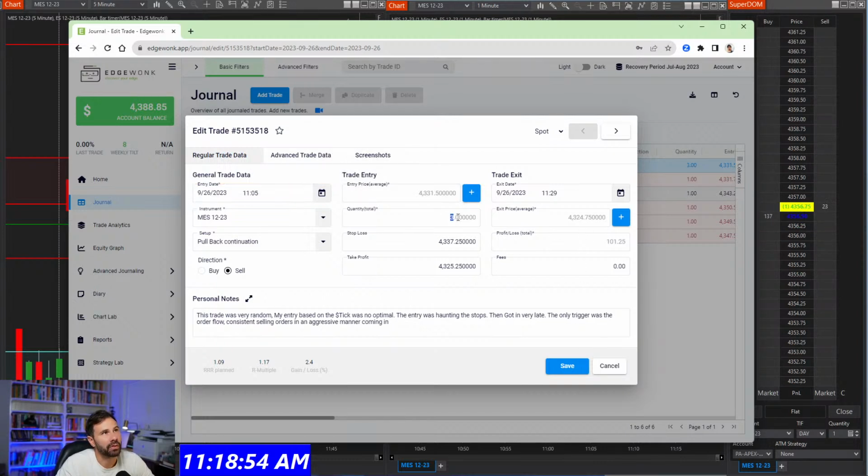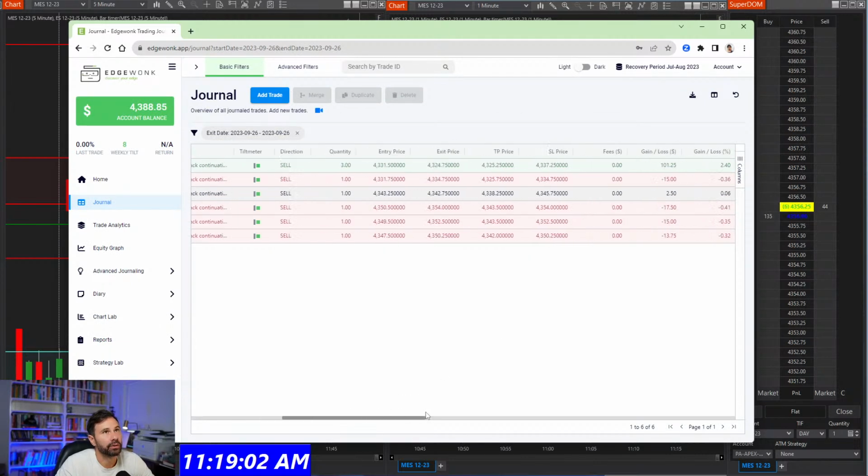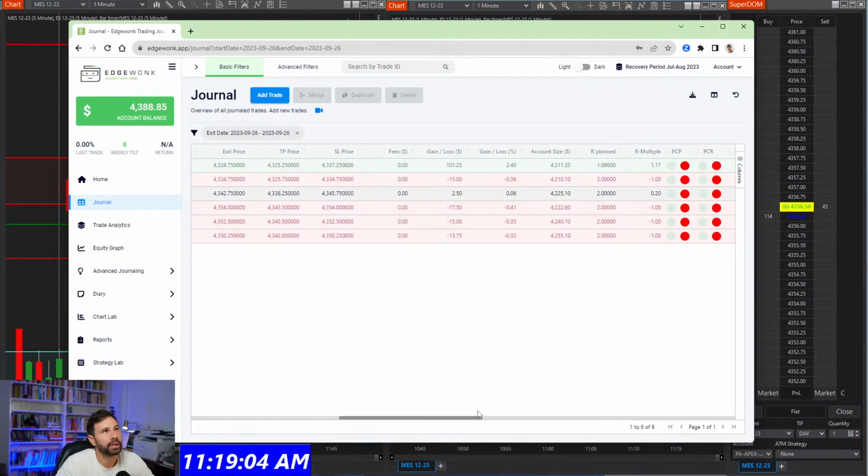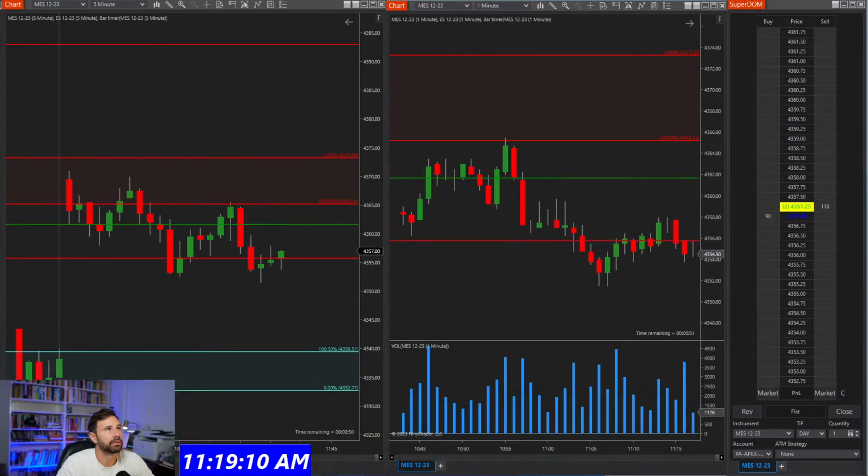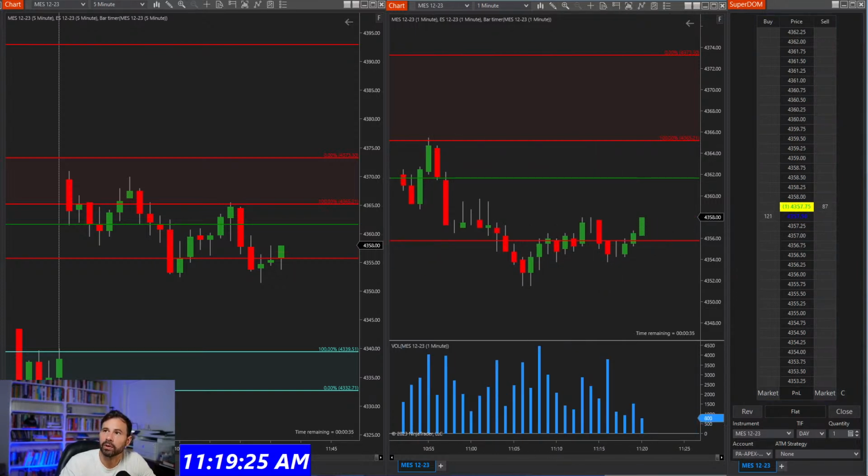Now this one was 2 add-ons, 1 plus 2, and I made 101. Whereas the others cost me, look, 15, 17, 15, 13. So that's the beauty of the add-on. If you are wrong, you're going to lose less. Now, if you are right, you need to risk more. And I don't know if this is the right way to say it, but having the balls to risk more money when the market is agreeing with you is something that is very counterintuitive.